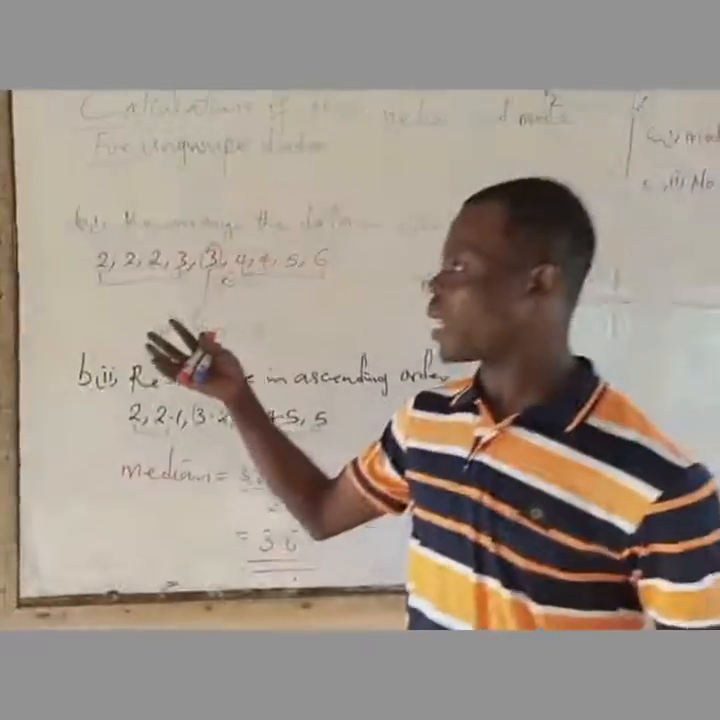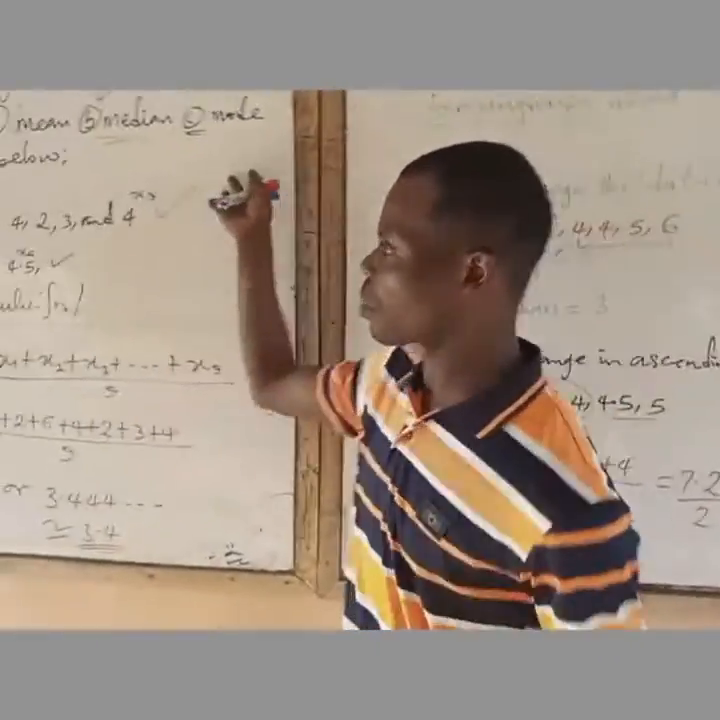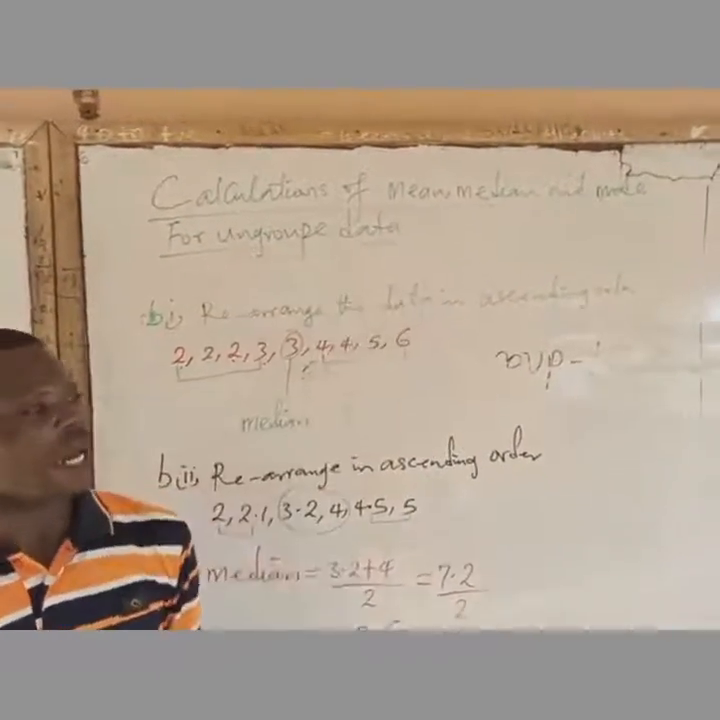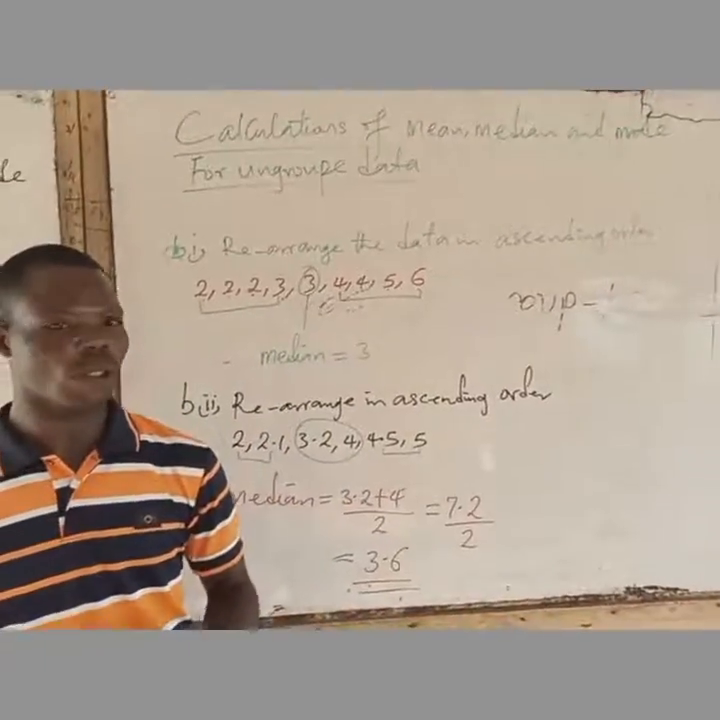So that is the end of this calculation for ungrouped data. How do we calculate grouped data?